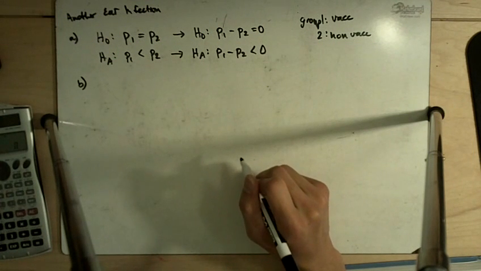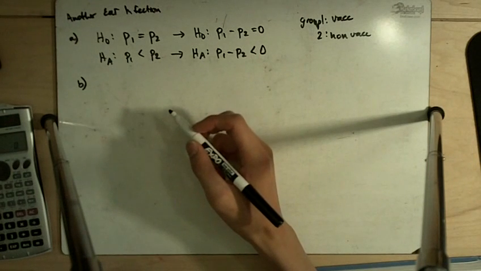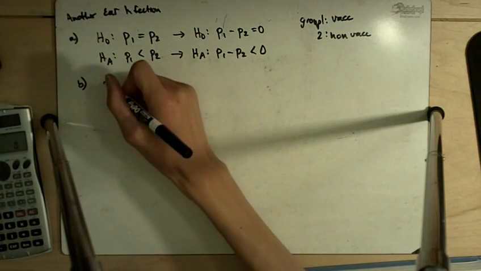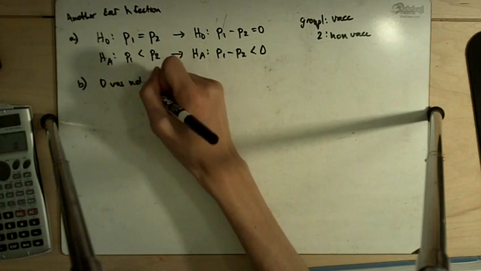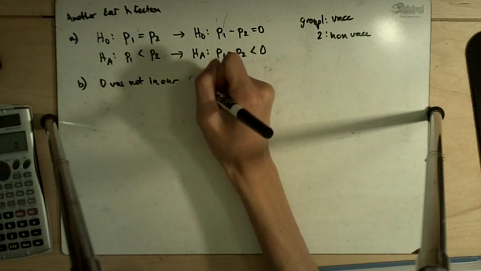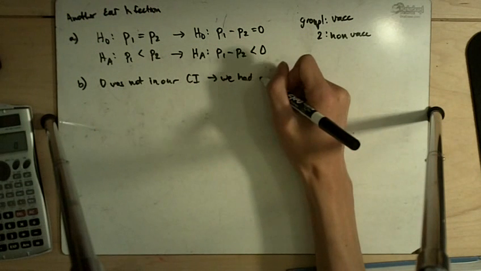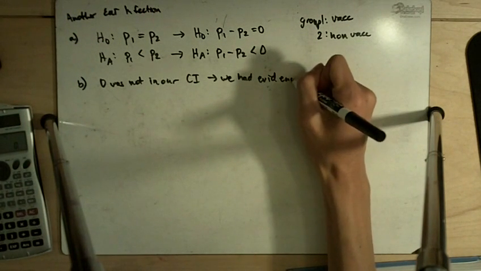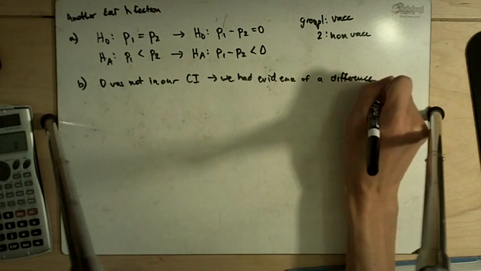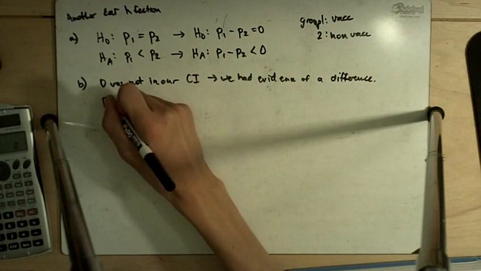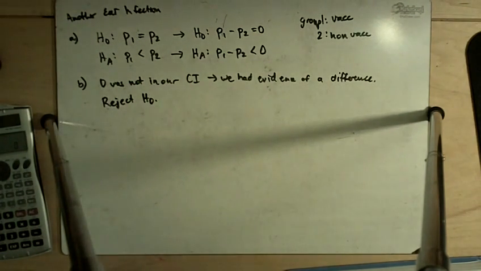So it says state a conclusion based on your confidence interval. So if you remember our confidence interval, we found there was a difference. So here, because 0 was not in our confidence interval, that meant we had evidence. We had evidence of a difference. So in this case, that would cause us to reject the null hypothesis.